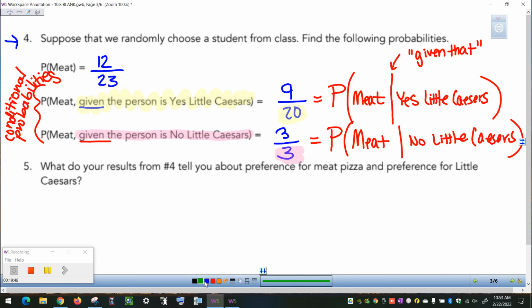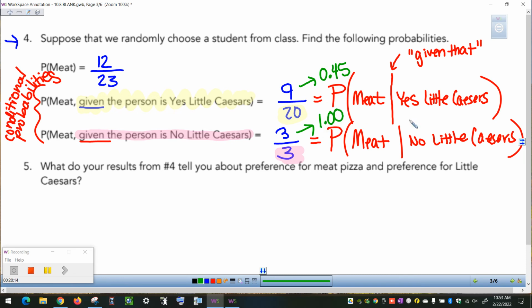I told you that we're just going to keep our probabilities in terms of fractions today. Well, on this last problem, I'm actually going to turn these into a decimal. Let's take a look at the 9 out of 20. If we were to divide that, that ends up being 0.45, or 45%. 3 divided by 3 is 1.0, or 100%.